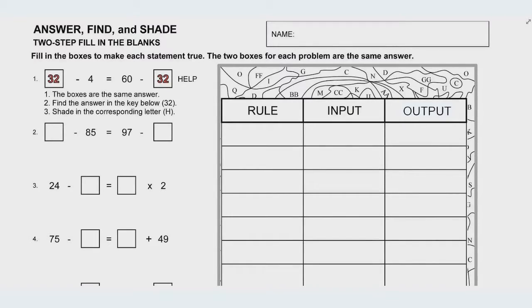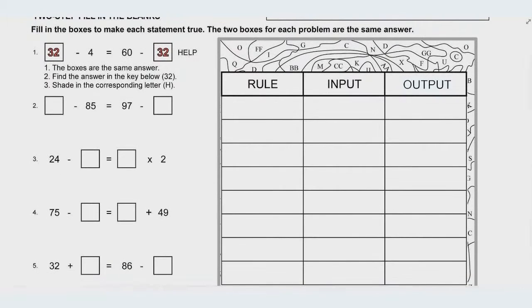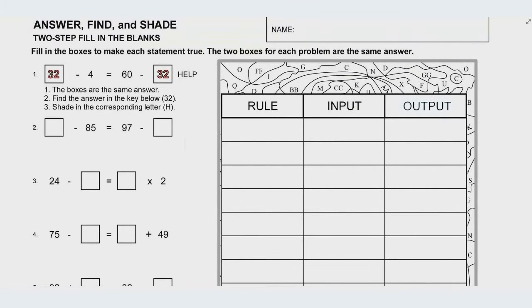All right, welcome back. You have your input-output chart, which looks something like this over here. And let's take a look at the directions. It says, fill in the boxes to make each statement true. The two boxes for each problem are the same answer. And as you can see, they've already done problem number 1 for us to show us how to solve these problems. And as you can see, each box has the same answer.